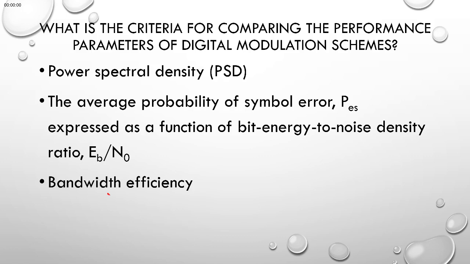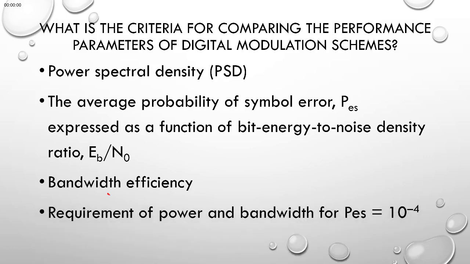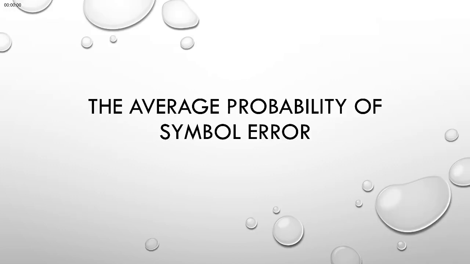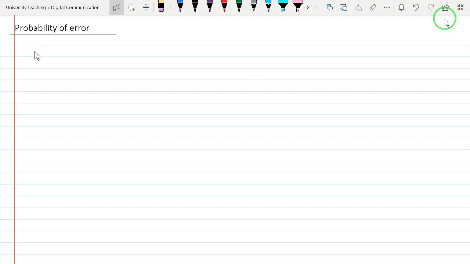After that, we look at bandwidth efficiency and the channel bandwidth requirements, as well as the power requirements of a given modulation scheme. So right now, we start with the average probability of signal error. The probability of error is going to be considered where we are saying we have received a signal at the optimum receiver, and the signal that we have received has passed through an AWGN channel, that is additive white Gaussian noise channel.